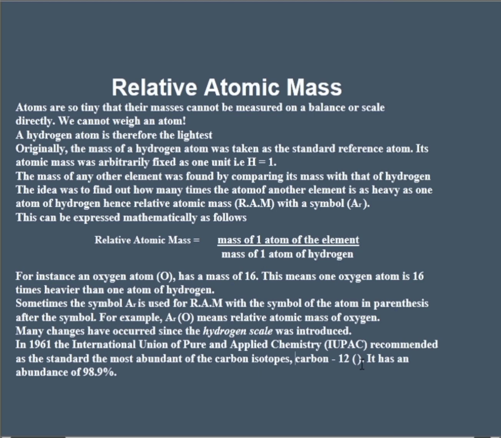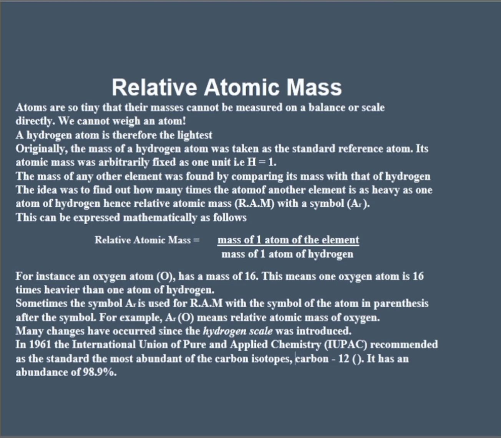They use the carbon atom with the mass number of 12. Carbon 12 was the one used for the calculation of relative atomic mass, where the abundance of this carbon 12 is 98.9.